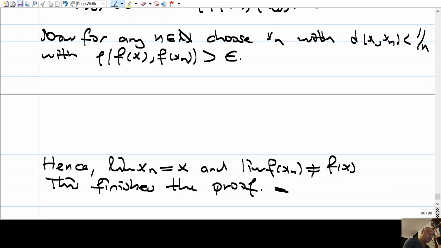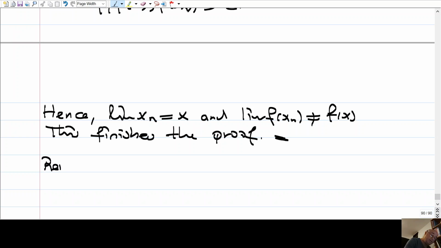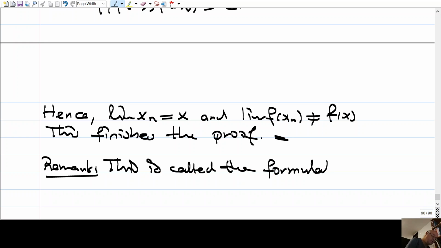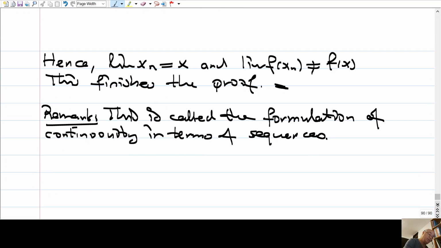Do you have any questions so far? Okay. So this is the formulation of continuity in terms of sequences. Let me write it as a remark. This is called the formulation of continuity in terms of sequences. We had the epsilon-delta definition. Now we have the sequence definition. We will see actually more equivalent formulations.